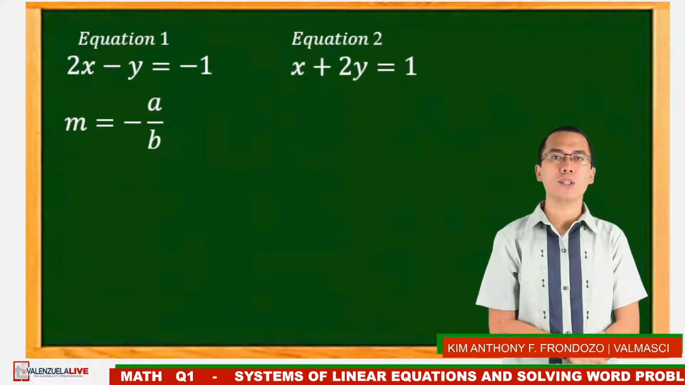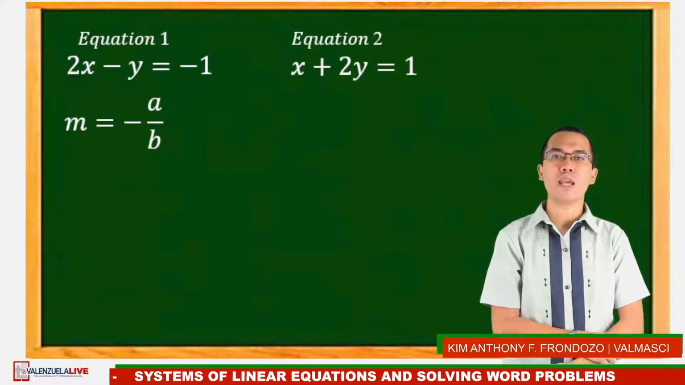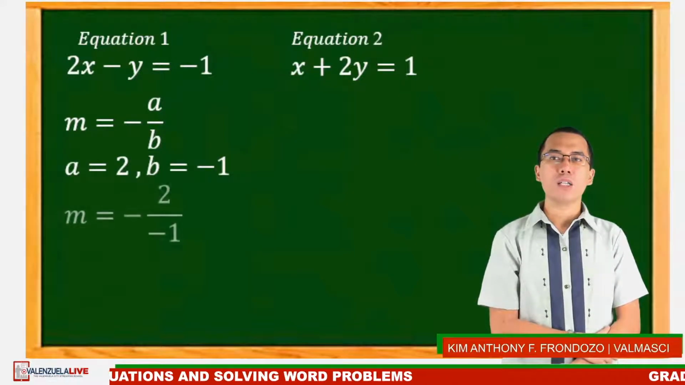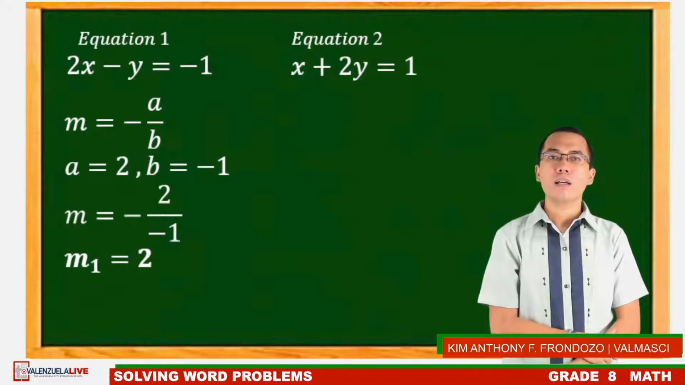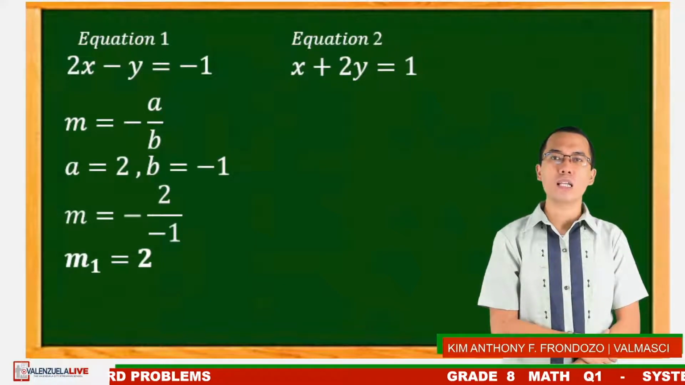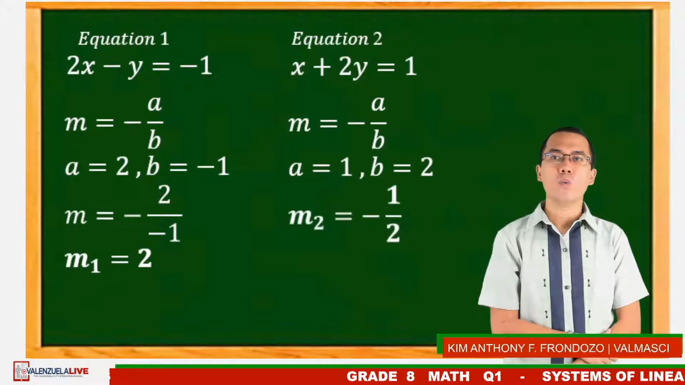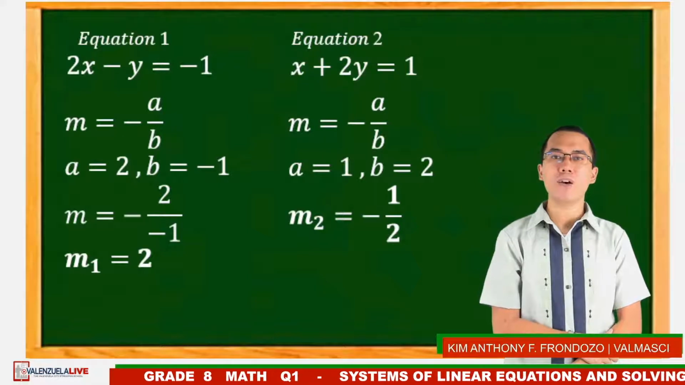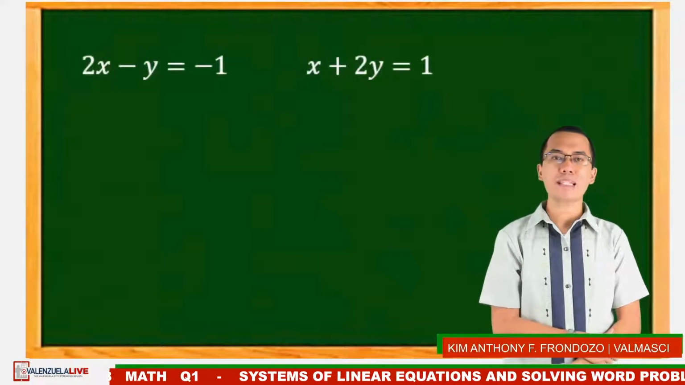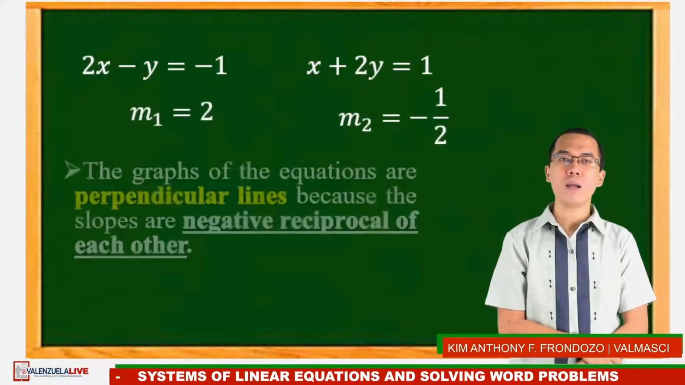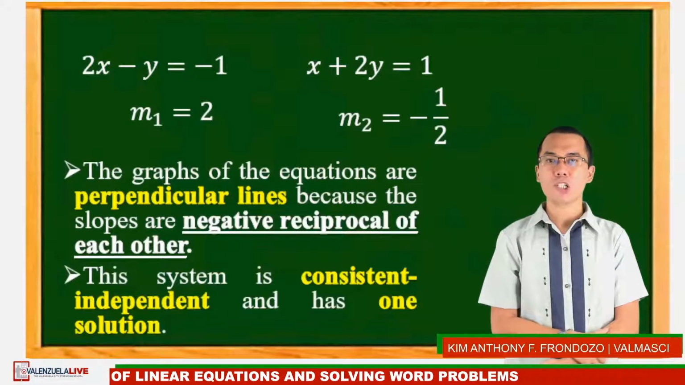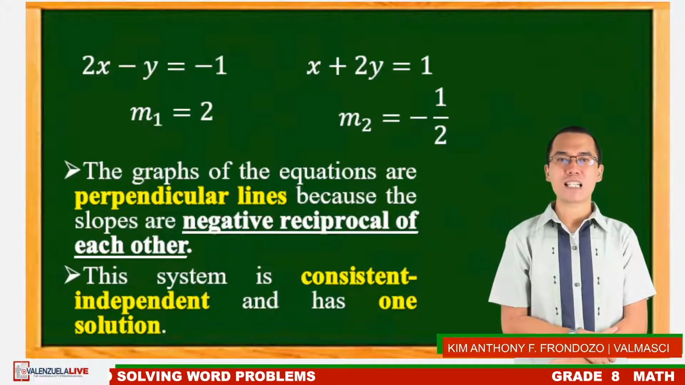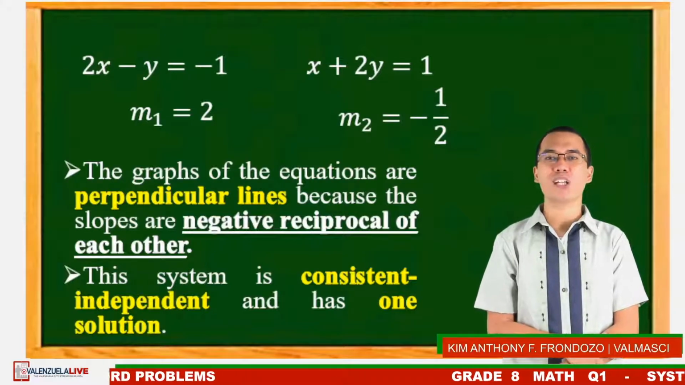x plus 2y is equal to 1, using the formula -a/b for the slope. For m sub 1, we have positive 2. And for the second equation, m sub 2 is equal to -1/2. Since m sub 2 is a negative reciprocal of m sub 1, we can say that the graphs of the equations are perpendicular lines because the slopes are negative reciprocals of each other. So this system is consistent, independent, and has one solution.